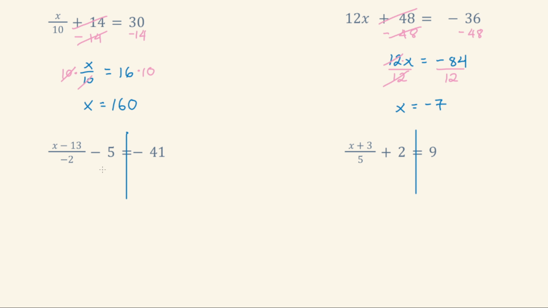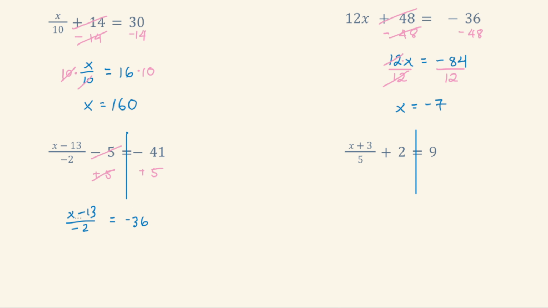Okay? So it might be a little bit more complicated, another operation, but the concept remains the same. We're always going to undo it in reverse order. So we're going to add 5 on this side. We're also going to add 5 on that side, so that these go away. On the left side of my equation, I still have the x minus 13 over minus 2. We don't have to change any of that, okay? We didn't touch it at all, right? So keep it exactly the same. On the right side, I have minus 36.